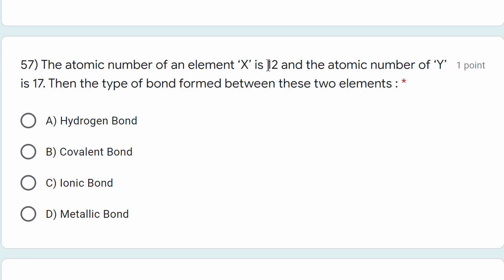The atomic number of X is 12 and the atomic number of Y is 17. What is the bond that is formed? Now atomic number 17 happens to be chlorine. I think 12 is magnesium. So one is a metal and the other is a non-metal. They form an ionic bond.